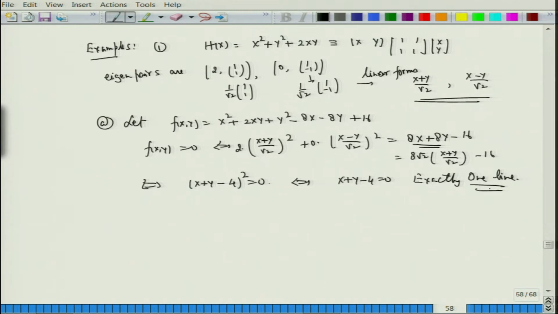Fine. So if you remember, we did get exactly one line when alpha 1 was 0. Fine. That case was there with me. Fine.